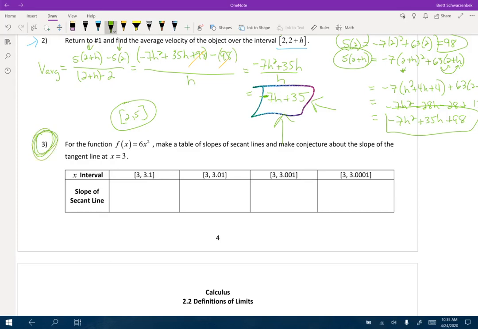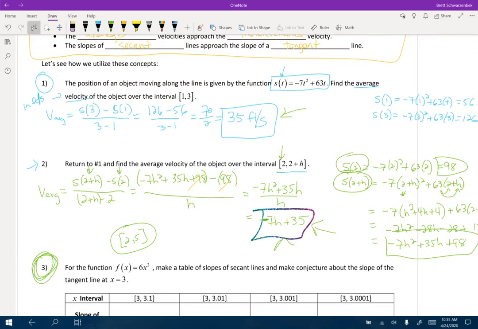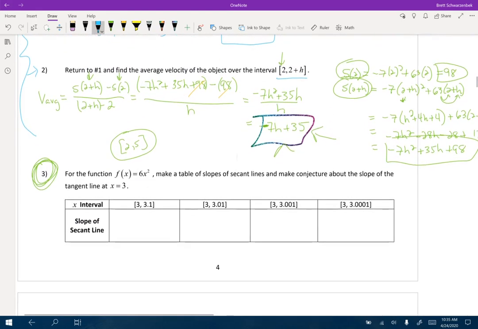It says, for the function 6x squared, make a table of slopes of secant lines and make a conjecture about the slope of the tangent line at x equals 3. Okay, so whenever I do this in class, students usually have an okay time here because it's something similar to what we did, but once we get to the whole secant line business, for whatever reason, it's just not always there. So let me do my best to explain.